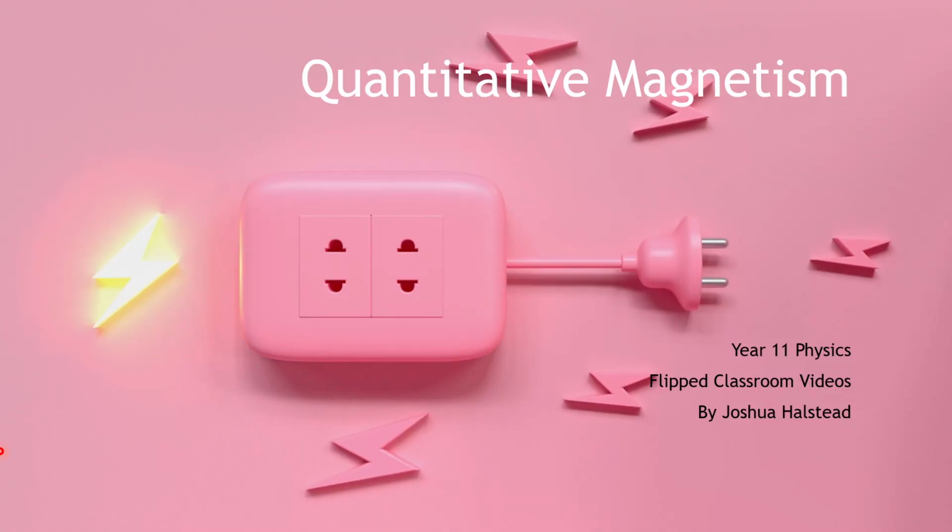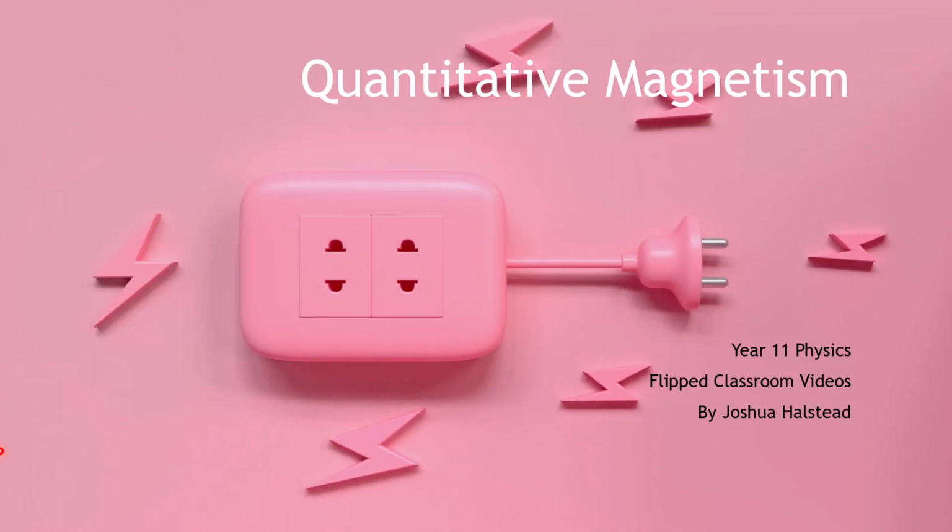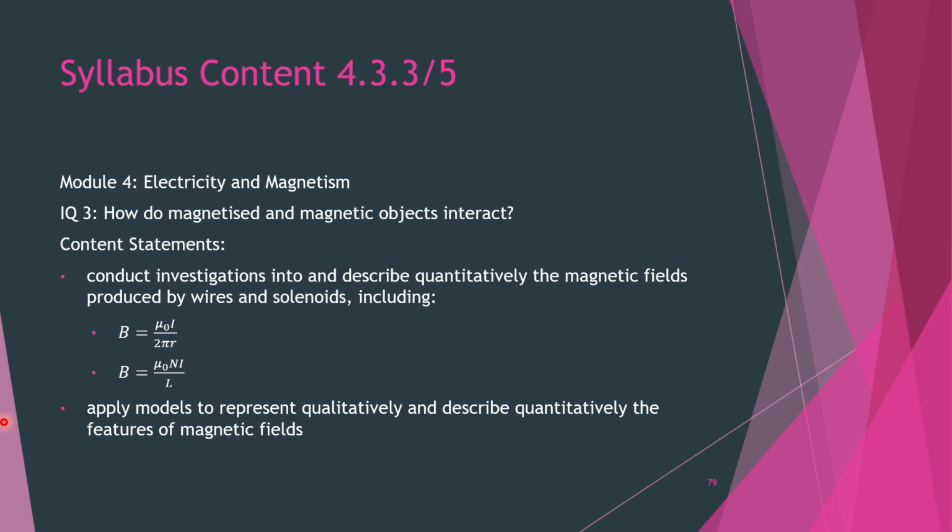G'day, in this video we'll be looking at quantitative applications of magnetism. This video covers dot points 4.3.3 and 5, focused on electricity and magnetism, and capping off inquiry question 3, which asks how do magnetized and magnetic objects interact. In this video we'll be starting to unpack the interactions of magnetic and magnetized objects through quantitative means.